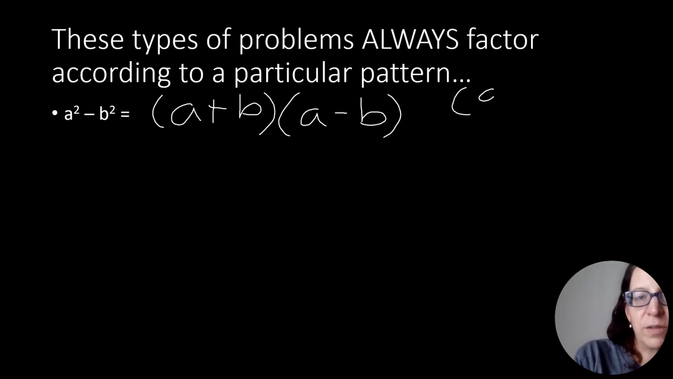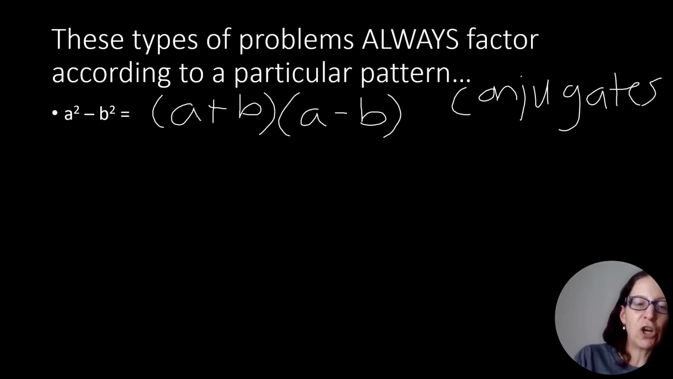This word is going to come up a lot. Conjugates. Conjugates are when you have the same terms in your factors, but one of them has a plus sign and one has a minus sign. That's what it means to be conjugates. It does not matter which one comes first. I tend to put the plus sign first, but I don't have to. So these will always, always, always factor into conjugates. So you just think, what's the first thing that was squared? What's the second thing that was squared? And then split them up with a plus and a minus.